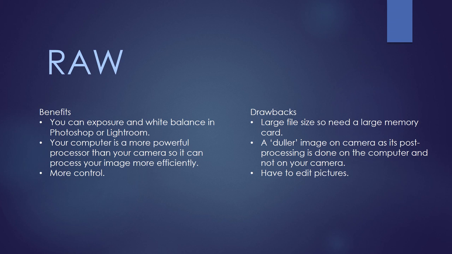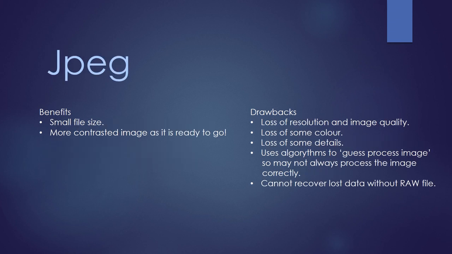With JPEG, the major benefit is its size. It's much smaller than your RAW file, as what it does, it processes all the data and compresses your image while saving. Now in this compression you'll see there's some loss of resolution, image quality, some color, as well as some details in your image, and that's because it uses algorithms to guess when processing the image. In RAW, as I said, you have more control because it's not guessing. You could actually choose to change one or more elements of your image while you're processing it.